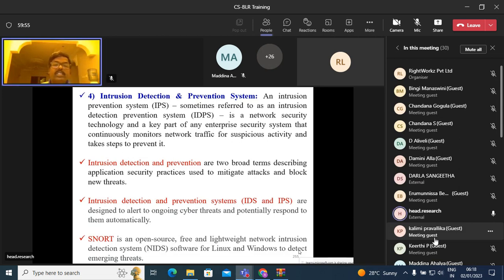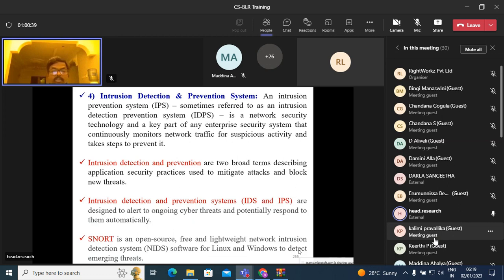So intrusion detection and prevention are two broad terms describing application security practices used to mitigate attacks and block new threats. That is called IDPS. IDS and IPS are designed to alert to ongoing cyber threats and potentially respond to them automatically. Snort is an open source, free and lightweight intrusion detection system, that is called IDS software, for Linux and Windows to detect emerging threats.